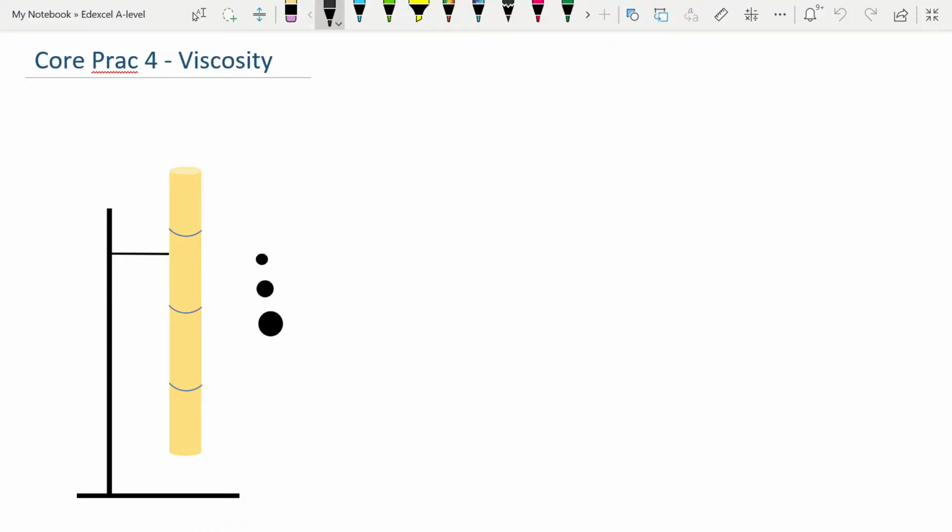So what you've got here is a very large, as large as you can, hollow tube like this on a retort stand, and you're filling it with the liquid you want to measure the viscosity of. And you put rubber bands around the tube to mark the positions, because this is where you're spotting the spheres as they pass through.